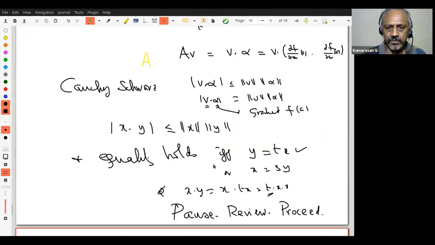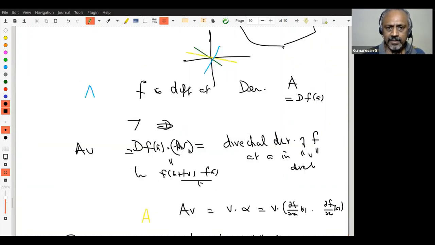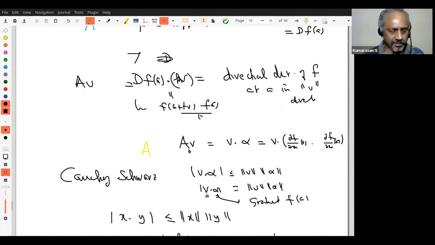Okay. So please go back. Let me go slow, or rather review. What do I want to know? I fixed a point A, and I want to know in which direction f has the steepest rate of change. Okay. That's what you call steepest ascent. If you go in the negative direction, it will be descent. It will be going below.